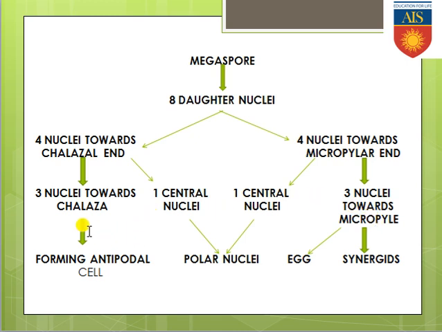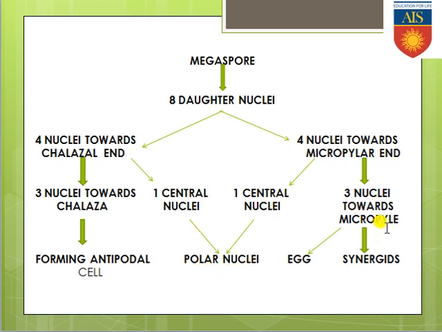Now the point is, the 3 nuclei present in the chalazal end further form the antipodal cells, which you have already seen in the figure of the embryo sac, because those are commonly present in the chalazal end. They don't have a specific function. The 2 central nuclei which have come from both ends make the polar nuclei, and those polar nuclei get surrounded by a plasma membrane, forming the polar nuclei cell.